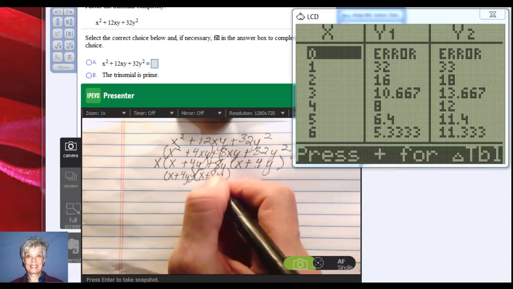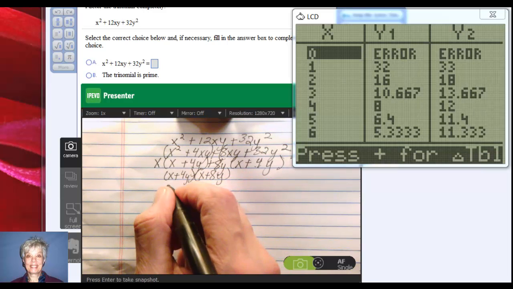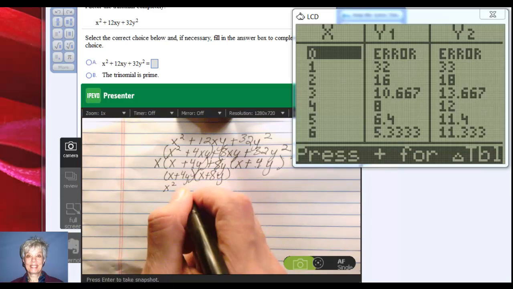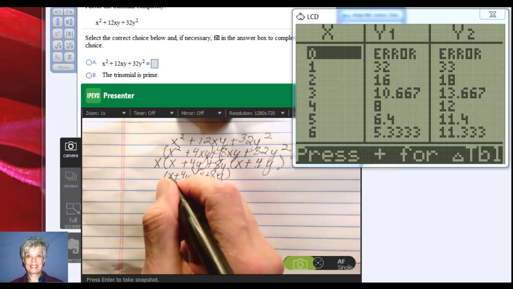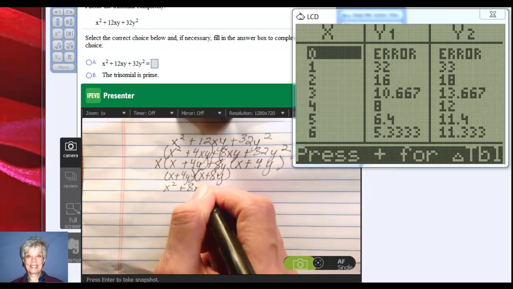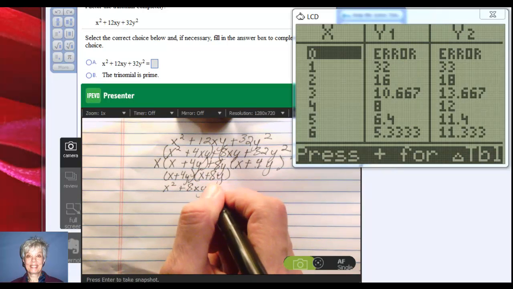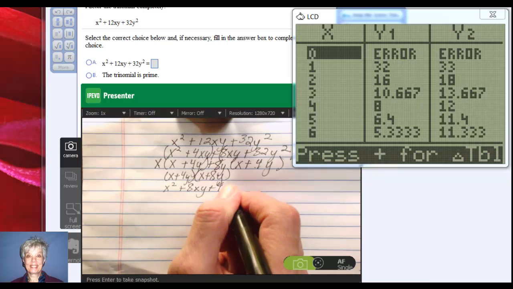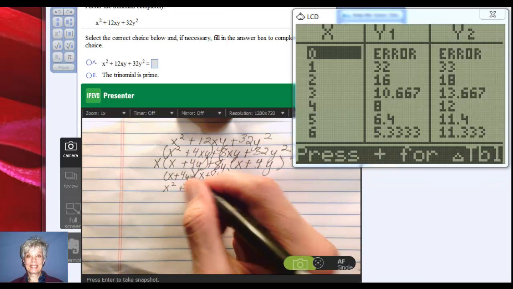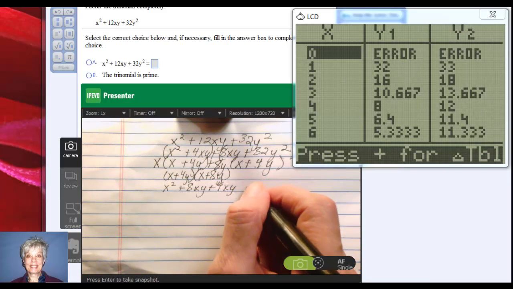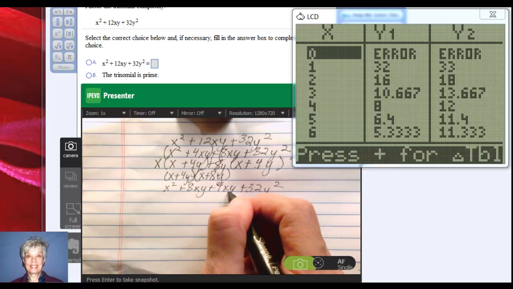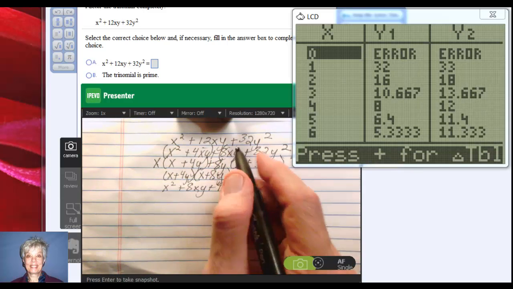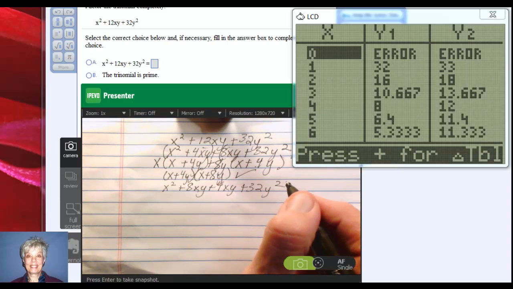Okay, now refoil to make sure. You write x squared plus 8y times x is 8xy. And 4y times x is 4xy. And 4y times 8y is 32y squared. 8xy plus 4xy is 12xy. So yes, this is the correct factorization.